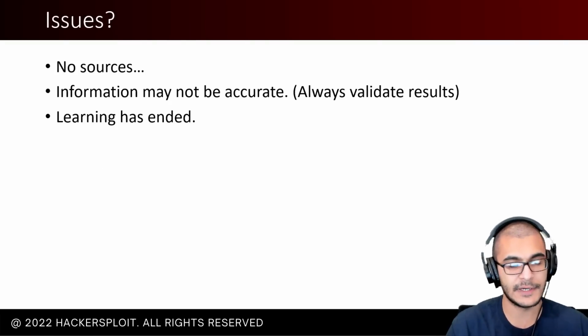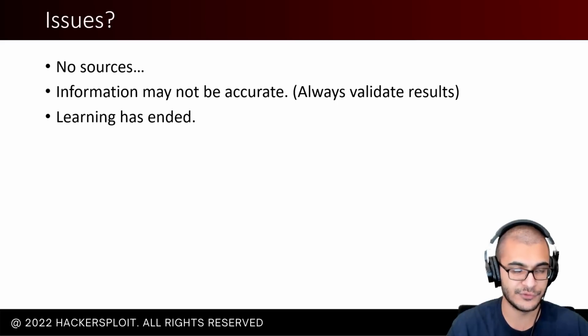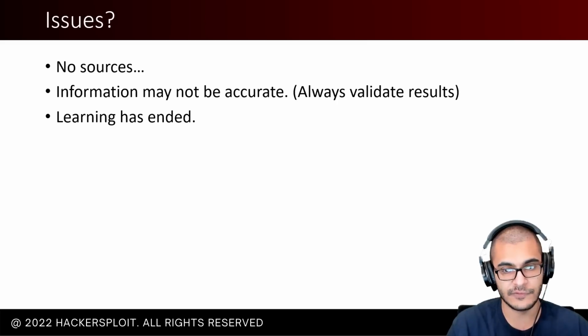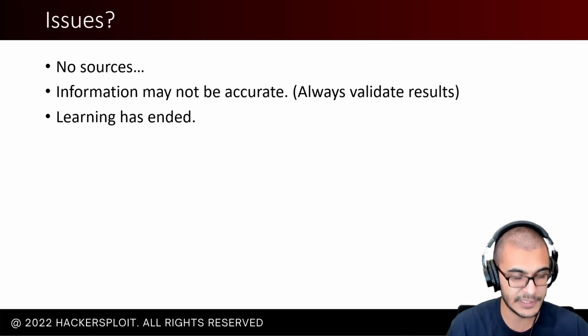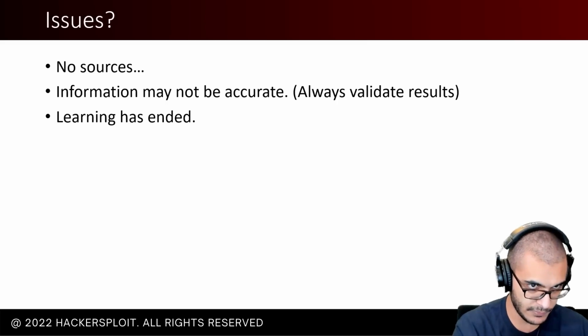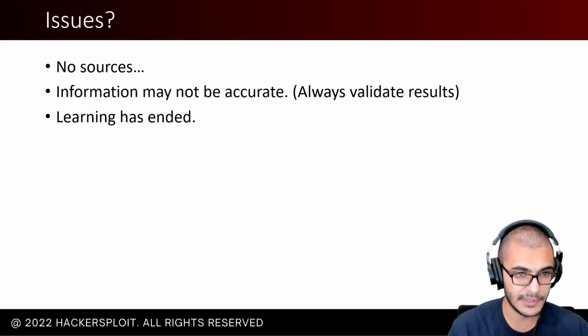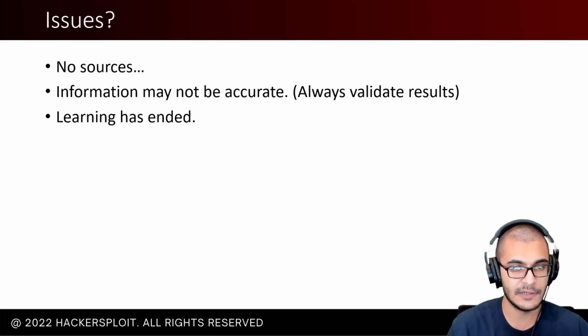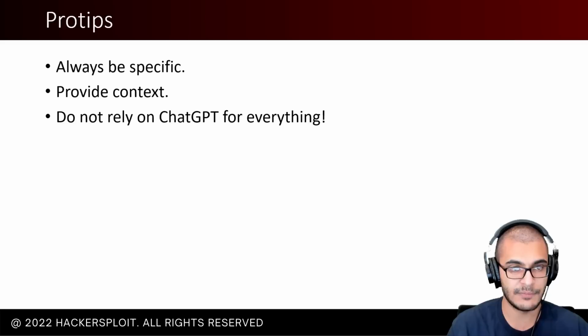I've already highlighted one of them, and that is that there are no sources displayed in the context of research. Information may not be accurate, so always validate your results. This is where I say never rely on ChatGPT alone, at least at this point in time. And of course, because it is an AI system, based on the current preview, learning has ended. So it's currently working with its current data set and is not learning anything new. So keep that in mind.